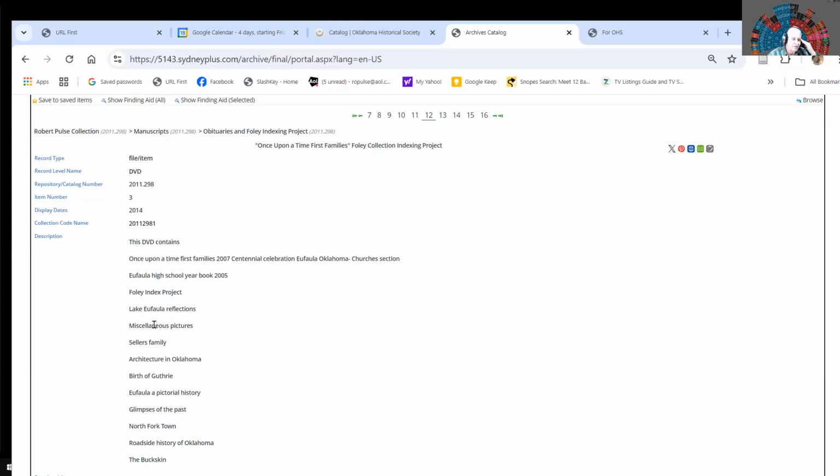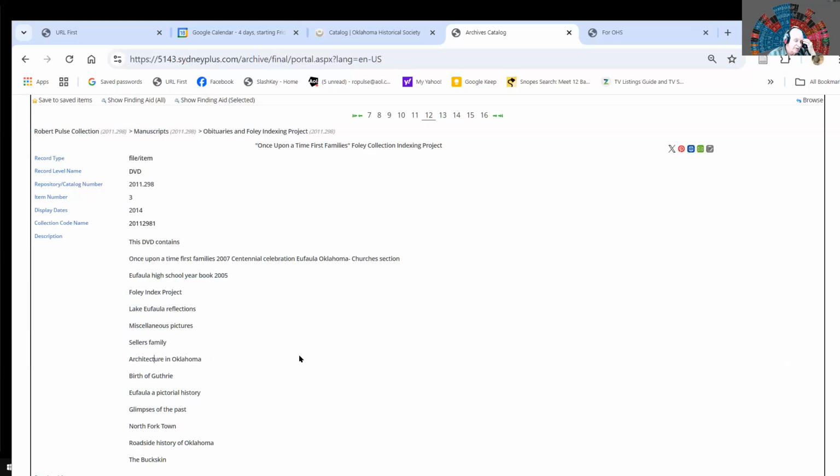Miscellaneous pictures are just pictures that probably didn't make it into the 2007 centennial celebration, but came in later. In this collection, one of the miscellaneous folders is labeled churches. It is a detailed history of all the Black churches, or many of the Black churches, in Eufaula. One of the most complete collections I have. Sellers family, that was one of the first families in Eufaula. In fact, they were in North Forktown and moved to Eufaula. I think he ran a sawmill, if I recall my history right.